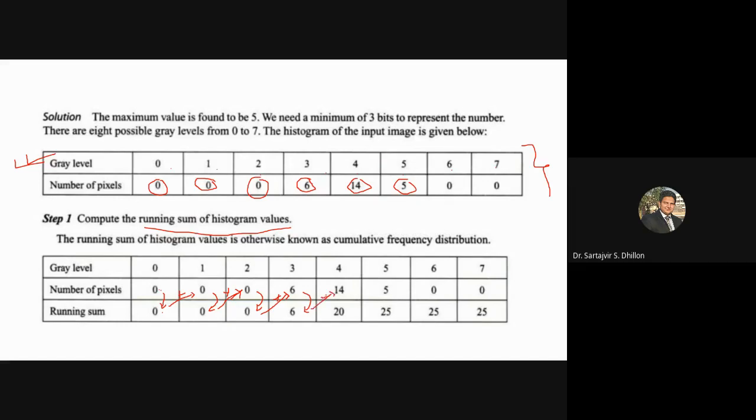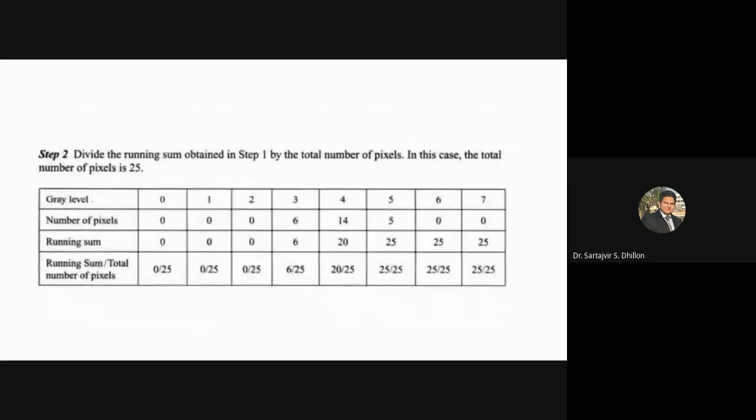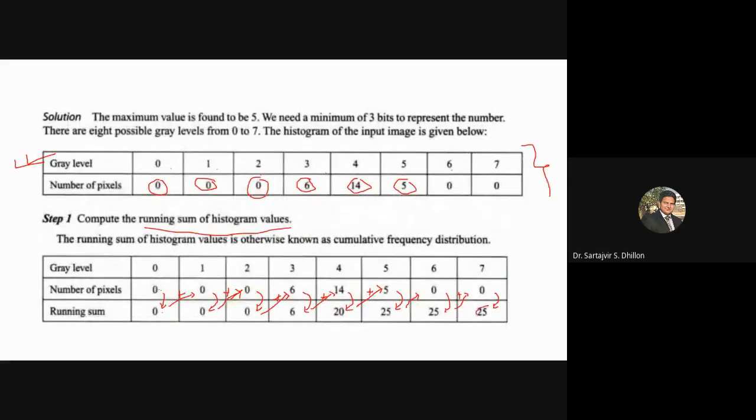Now the next one: you add 6 plus 14, which is equal to 20. Next, you add these two values, which gives 25. You add this 25 with 0, and the result is 25. Then again 25 plus 0, and you get 25. So this is the running sum row. Please note that in the running sum, the final value is 25, the total of the 25 values.